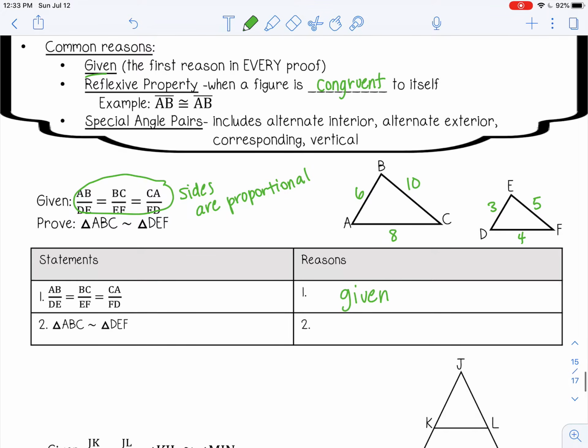And then it's asking us to prove that the triangles are similar. So when you are filling in the reasons for the similarity statement, it's either going to be side, side, side, side, angle, or angle, angle for similar triangles. And in this case, we're talking about the sides. So this would be side, side, side, similarity. All the sides are proportional.